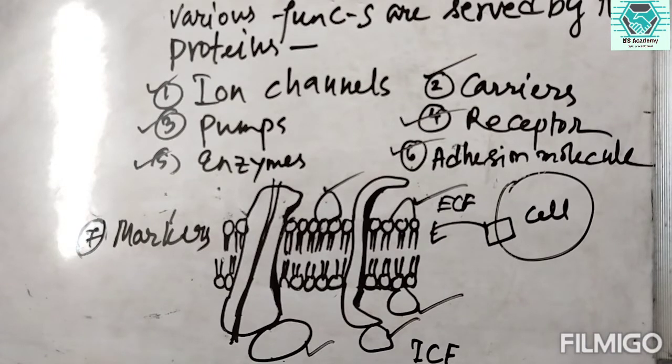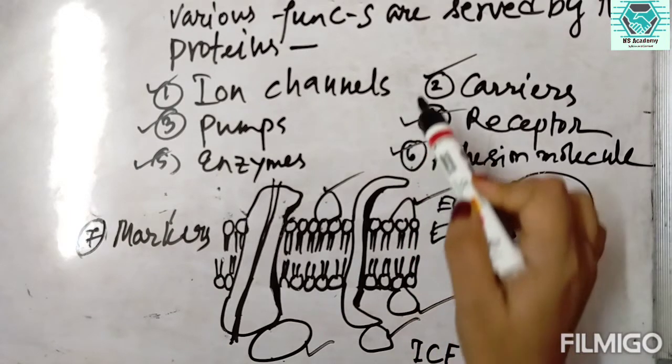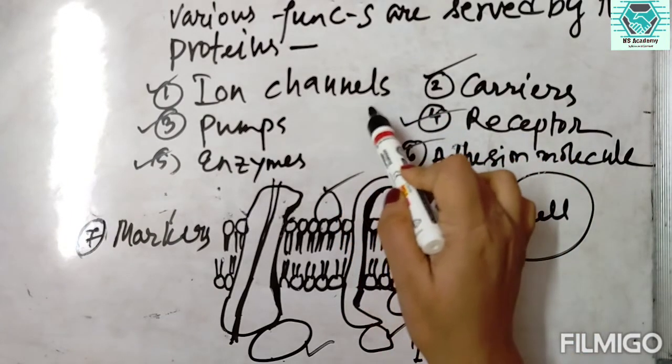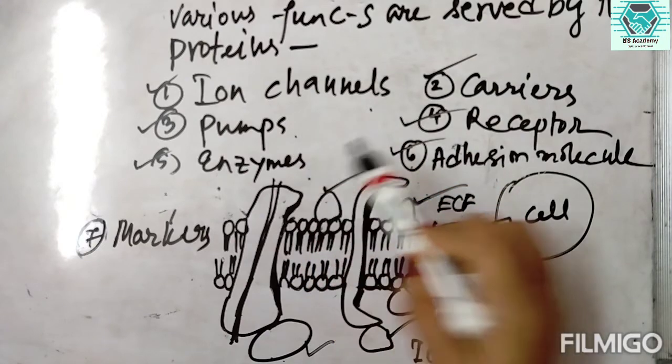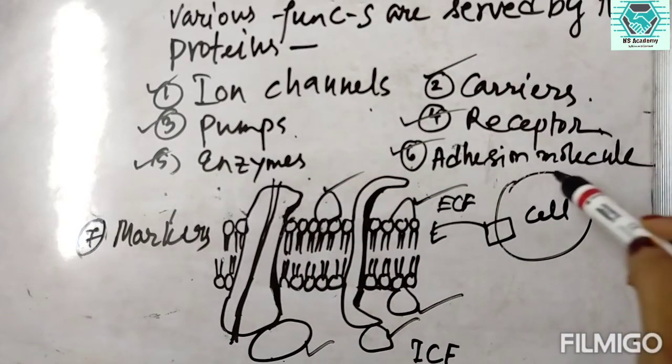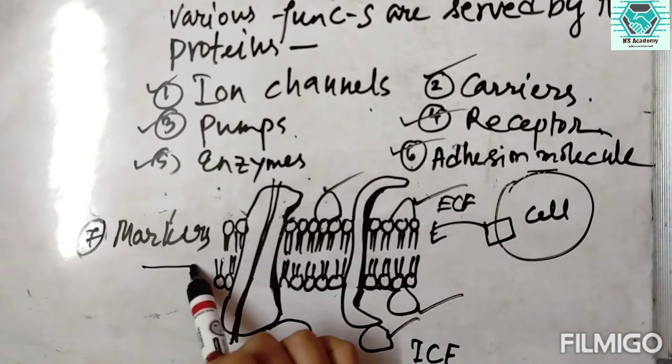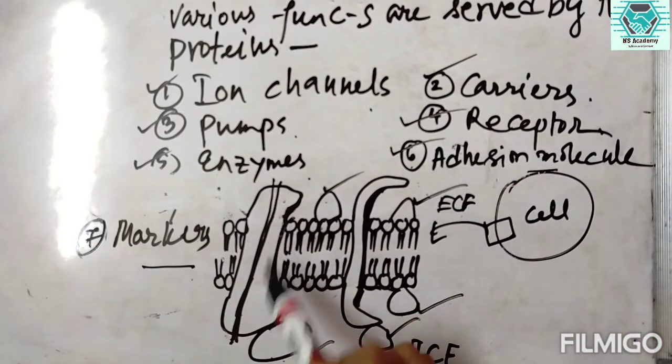So proteins, generally we know that proteins are versatile molecules. Versatile means those substances have a lot of functions or multi-tasks. So they carry out this task. They can be the ion channels, they can be the pumps, they can be enzymes, they can be carriers, receptors, adhesion molecules, they can be the markers also. So the transmembrane as well as the peripheral proteins, they are very vital for the cell membrane functioning.